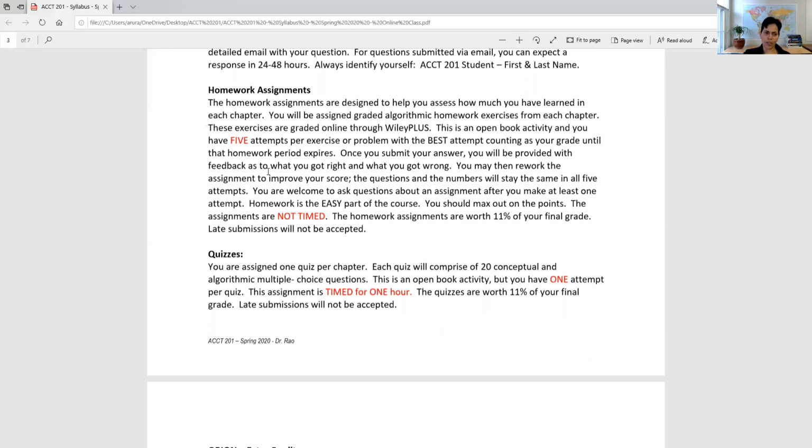If you got it wrong, there's a red X. Now, if you do at least one attempt and then you contact me, I can go into Wiley Plus, I can go into your assignment and I can see what you did. And I can help you through. So don't ask me questions before even making one attempt.